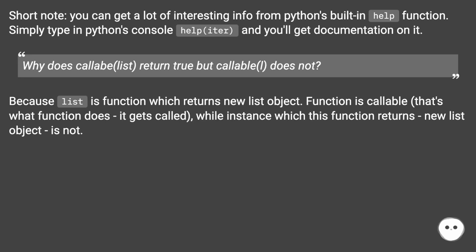Why does callable(list) return true but callable(L) does not? Because list is a function which returns a new list object. A function is callable, that's what a function does, it gets called, while the instance which this function returns, a new list object, is not.